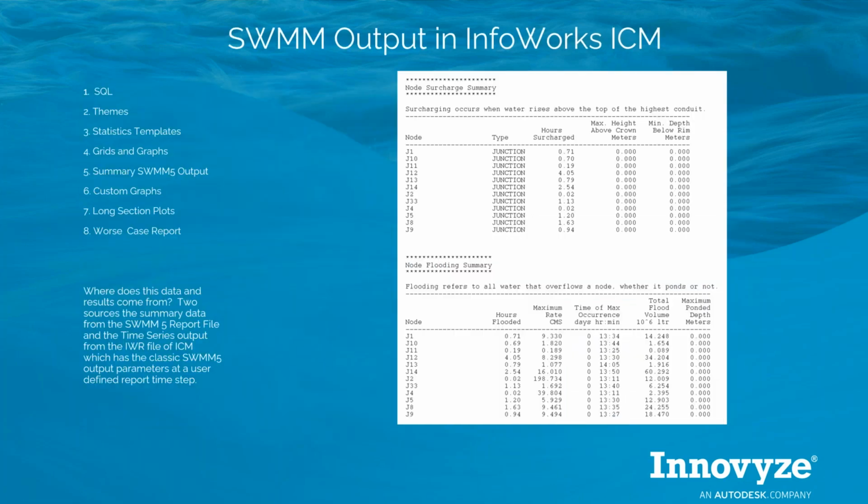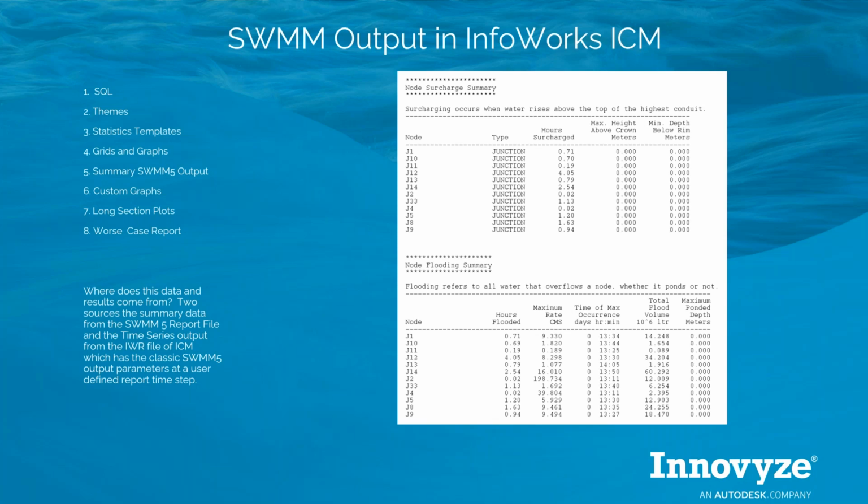Okay, so how do we basically show you what's happening in the SWM network using the SWM 5.1.015 engine? Well, obviously you can look at the traditional or classic SWM 5 network, and our output report file, which tells you node flooding summary, node surcharge summary, link, etc.